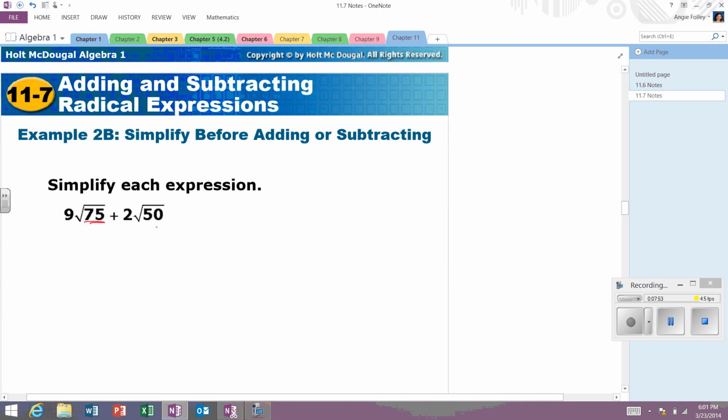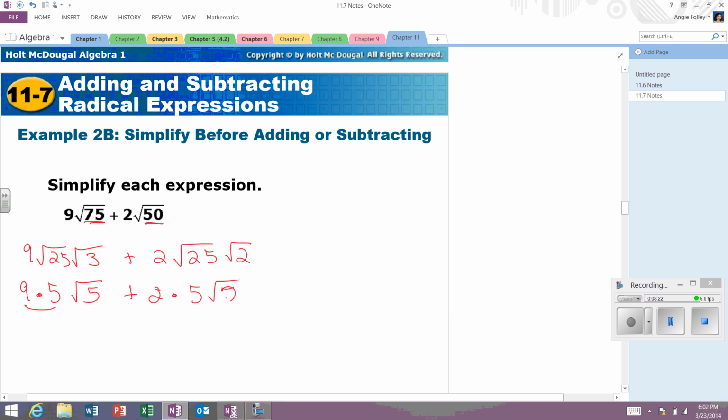Okay, they don't look like like terms yet, but let's see. The biggest perfect square that goes into 75 is 25, and it goes into it 3 times. With 50, the biggest perfect square is also 25, but it only goes in 2 times. Now, if we take the square root of 25, that's 5, and it gets multiplied by whatever was out in front. Same thing on this next one. The square root of 25 is 5. We can't do the square root of 2.